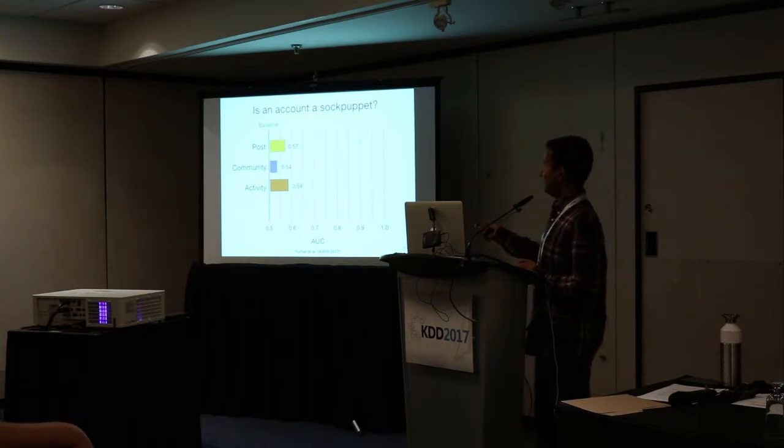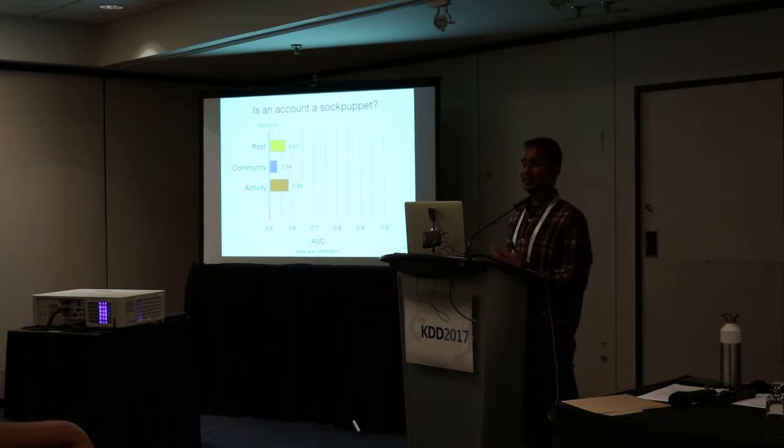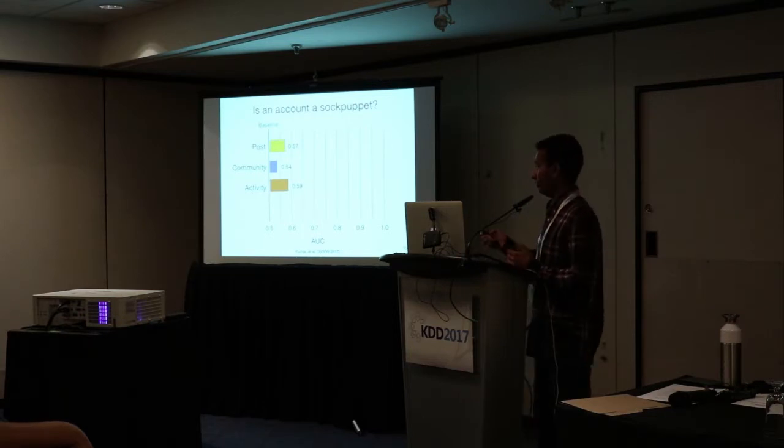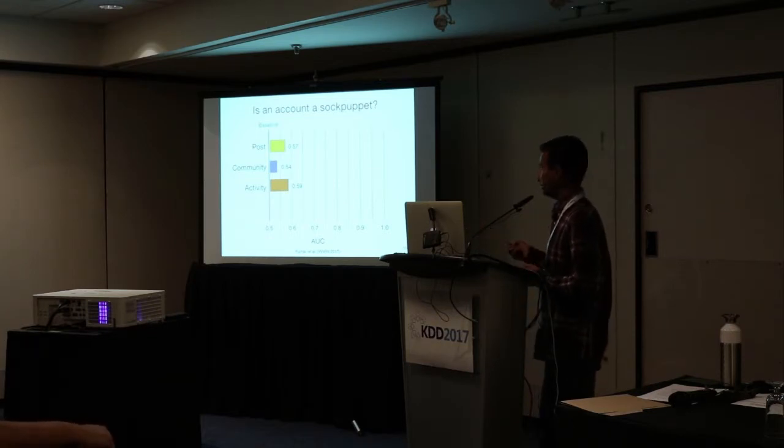But by using post features, you get a slightly improved 0.57 AUC, and with activity you get 0.59. But it turns out that what other people are saying about my comments, whether they are upvoting, downvoting, or reporting the comments made by this user, is not very helpful in identifying whether an account is a sock puppet or not.